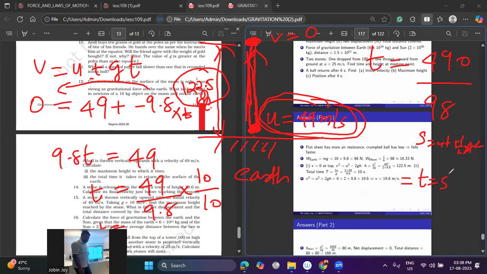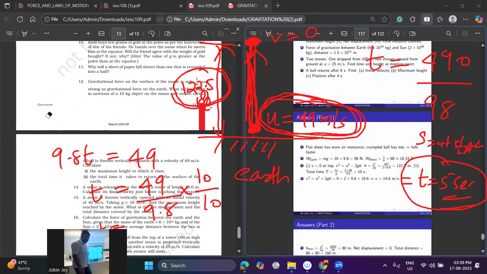So time t is equal to 5 seconds, right? So what is the meaning of this? I'm throwing a ball with a velocity of 49 meter per second. It will reach a height of 122.5 meter in time 5 seconds. In time t equal to 5 seconds, the ball will reach a height of 122.5 with an initial velocity of 49 meter per second. But here the question is what they asked.